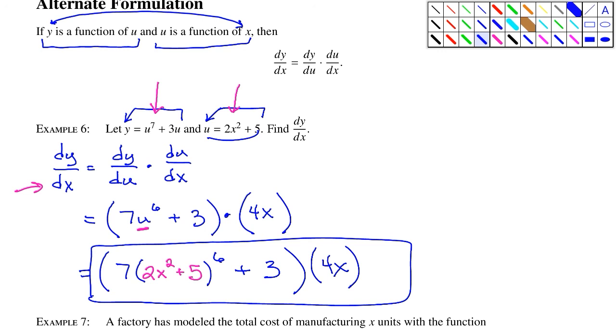But that's how you use this expanded chain notation. You got to make sure the functions are organized just right and that they sort of cancel numerator and denominator to get the one you're looking for. They don't technically cancel, but it looks like it, so you can use that as a mnemonic.